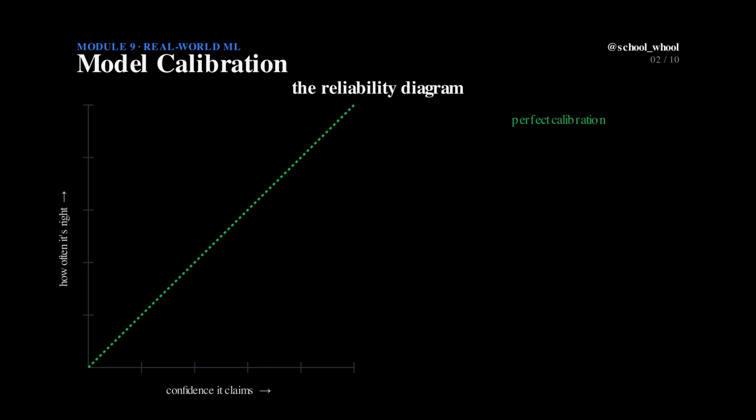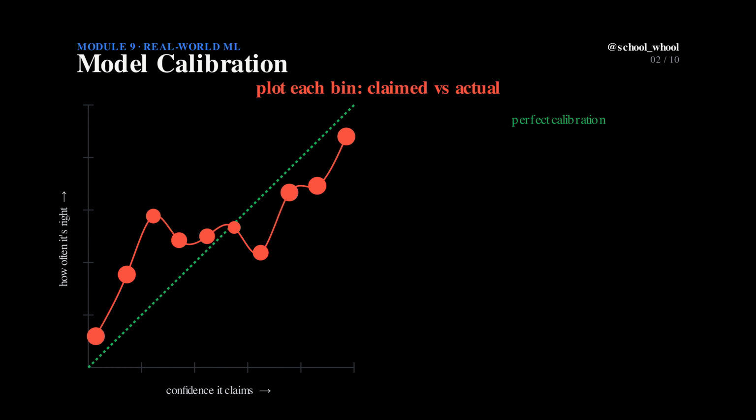Now each bucket becomes a point. Claimed on one axis, actually right on the other. Bigger points hold more predictions. And the points do not sit on the diagonal. The whole curve is too flat.